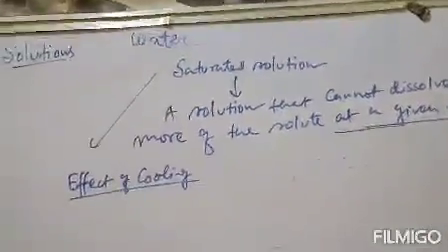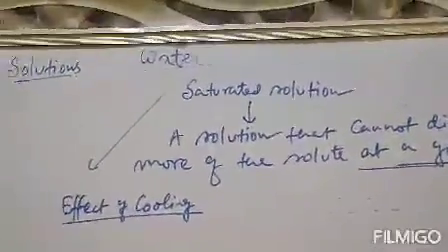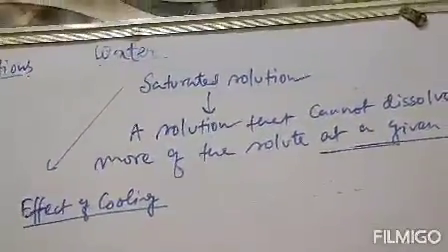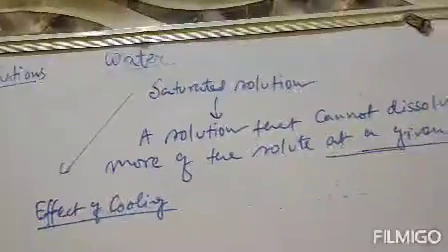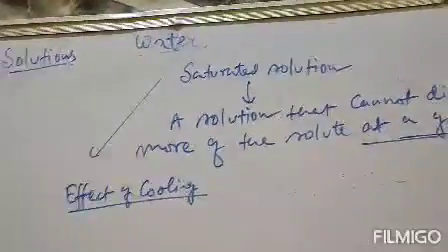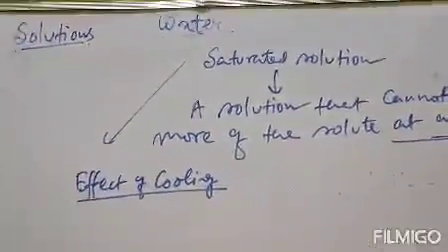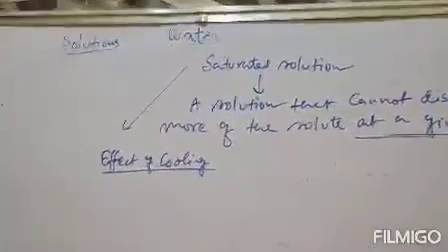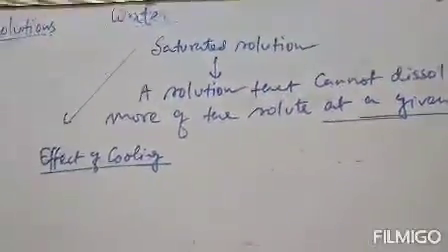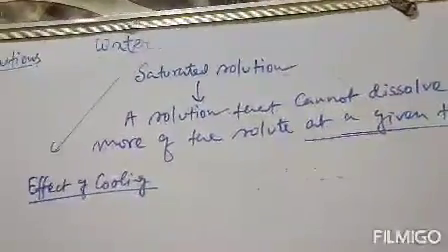If we cool down any saturated solution, the solubility of the solid decreases. The solubility of the solid will decrease with fall in temperature. That means if the temperature of a saturated solution is lowered, or if the solution is left open at a higher temperature for a long time, a part of the dissolved solute separates out in the form of crystals, and the remaining solution is still saturated at a lower temperature.